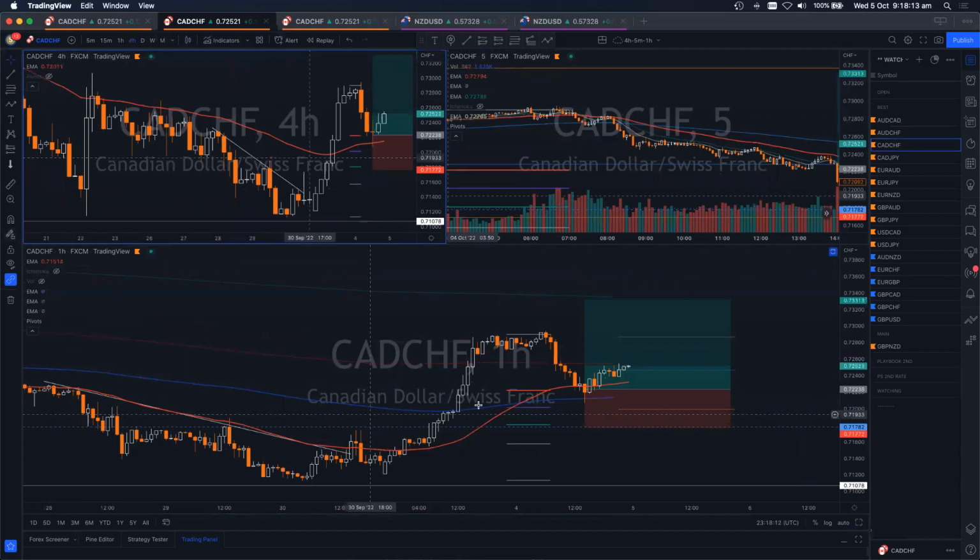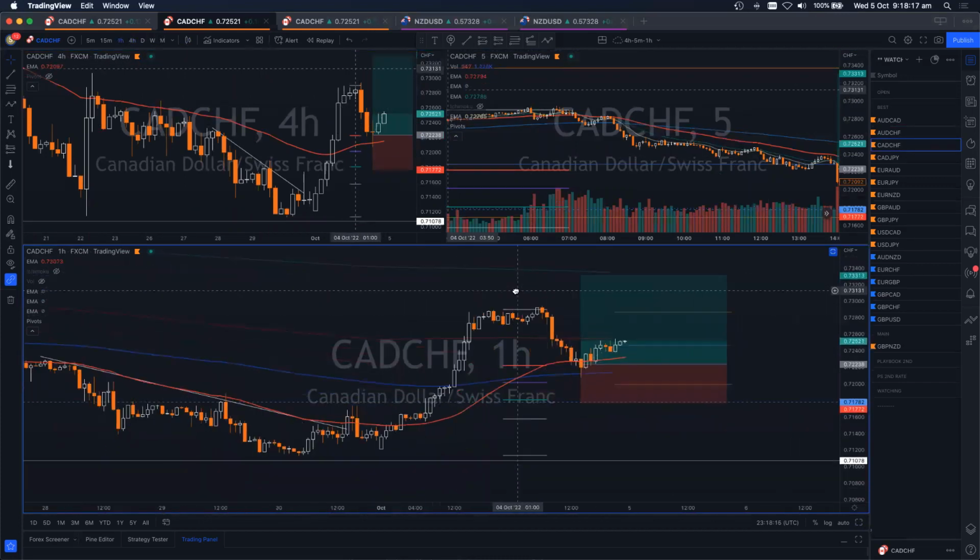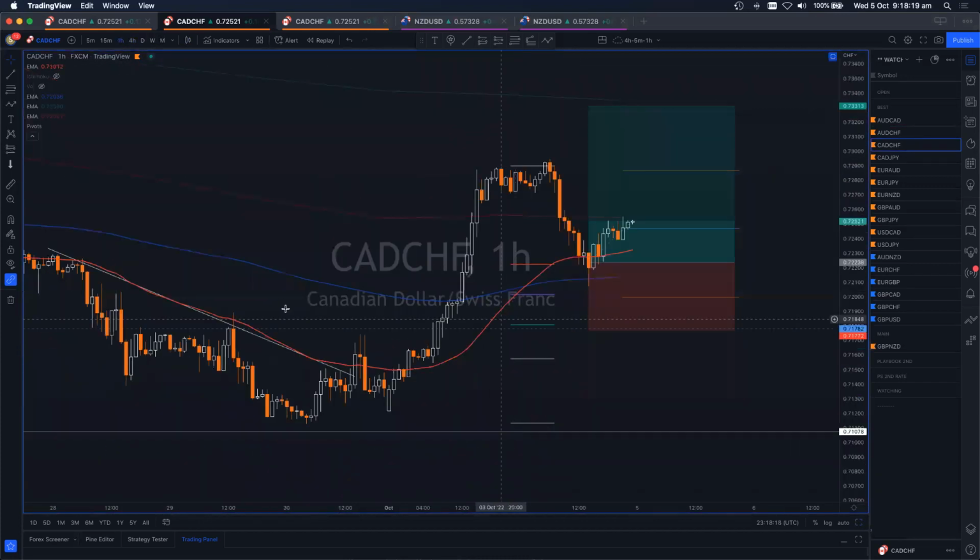Okay, this is the setup from yesterday, and it looks like it's already played out. Being CAD Swiss, zooming in on the 1-hour, it's really for the UK session, Europe session, and the US session. And the entry played out yesterday.